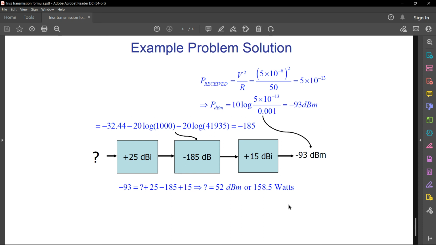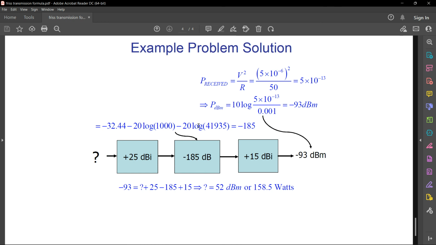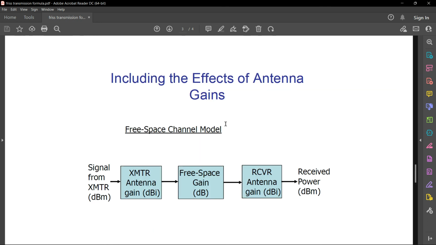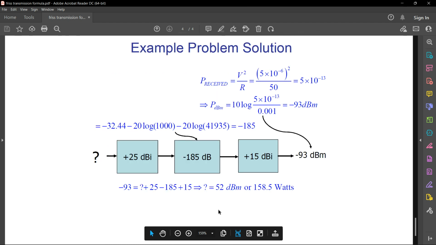So minus 93 dBm. And substituting in the formula, PR by PT is equal to minus 32.44 minus 20 log of the frequency value, which is 1 gigahertz, and minus 20 log R, here we are having kilometer. So 41935 kilometer. Calculating, we are getting minus 185. So this is the answer we have to get.